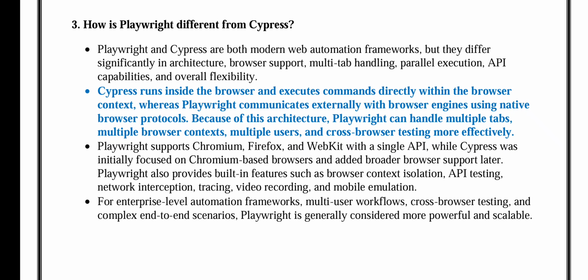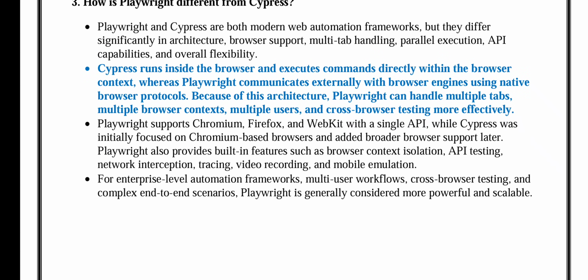testing more effectively. Playwright supports Chromium, Firefox, and WebKit with a single API, while Cypress was initially focused on Chromium-based browsers and added broader browser support later. Playwright also provides built-in features such as browser context isolation, API testing, network interception, tracing, video recording, and mobile emulation. For enterprise-level automation frameworks, multi-user workflows, cross-browser testing, and complex end-to-end scenarios, Playwright is generally considered more powerful and scalable.